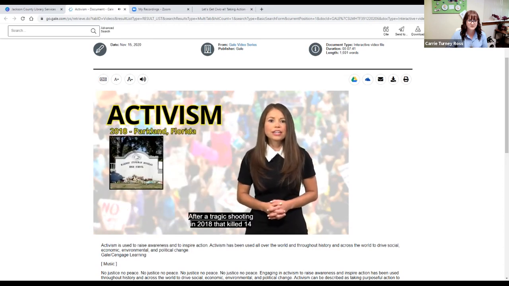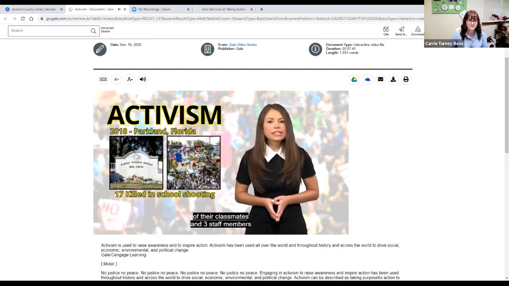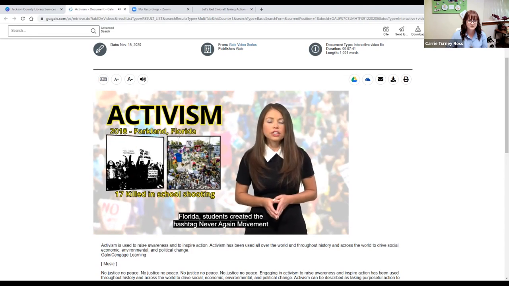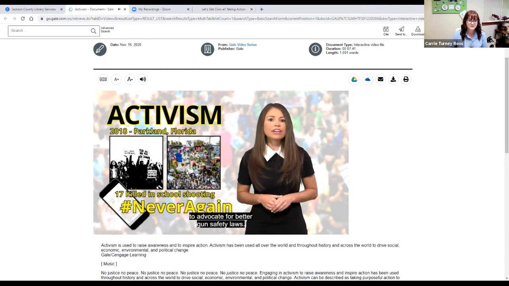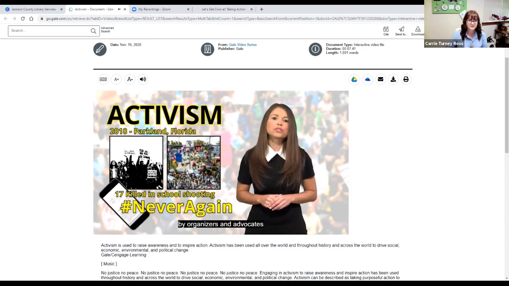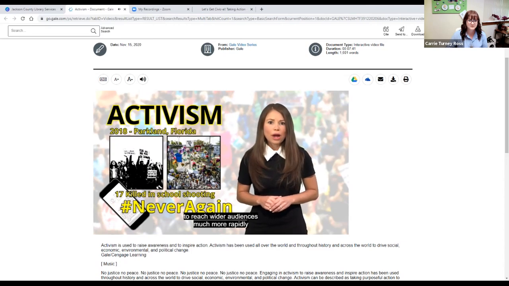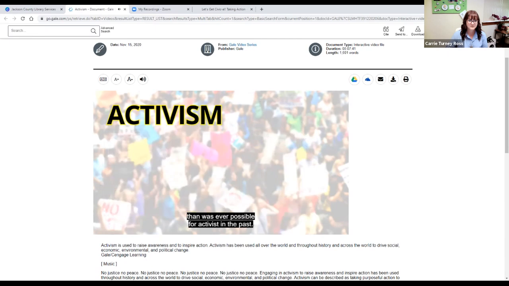After a tragic shooting in 2018 that killed 14 of their classmates and three staff members at Marjorie Stoneman Douglas High School in Parkland, Florida, students created the hashtag Never Again movement to advocate for better gun safety laws. Online activism such as this has become an important tool used by organizers and advocates to reach wider audiences much more rapidly than was ever possible for activists in the past.